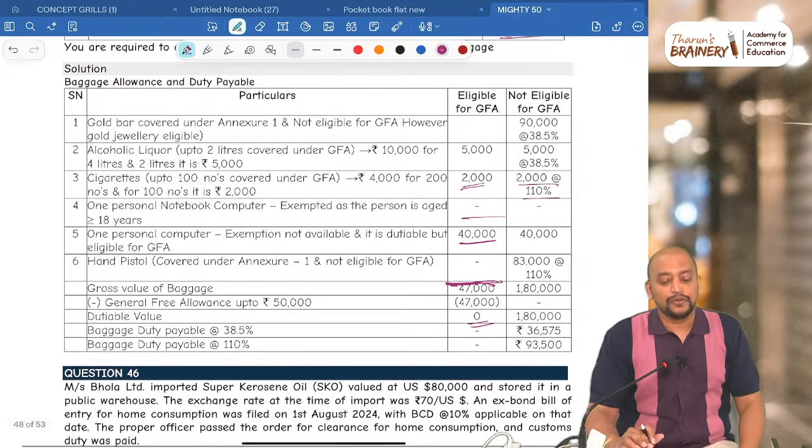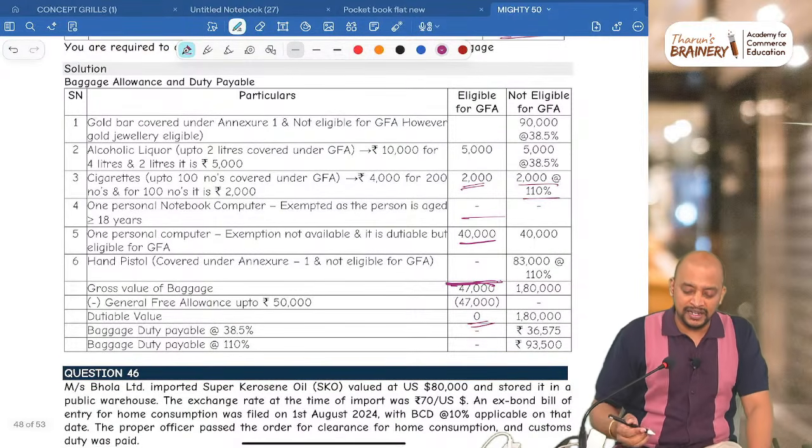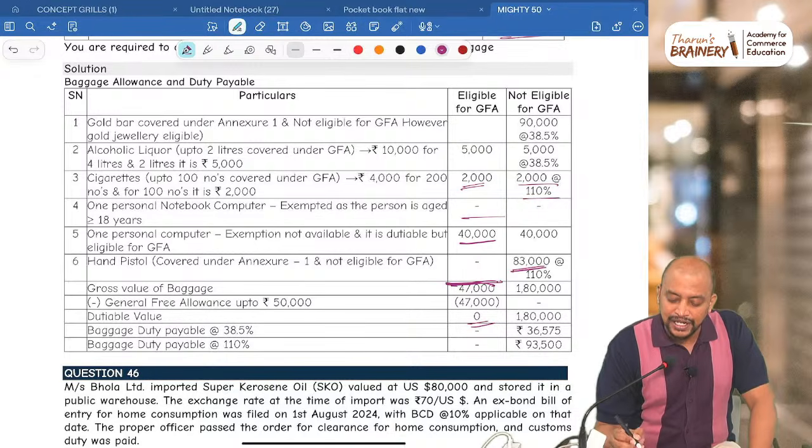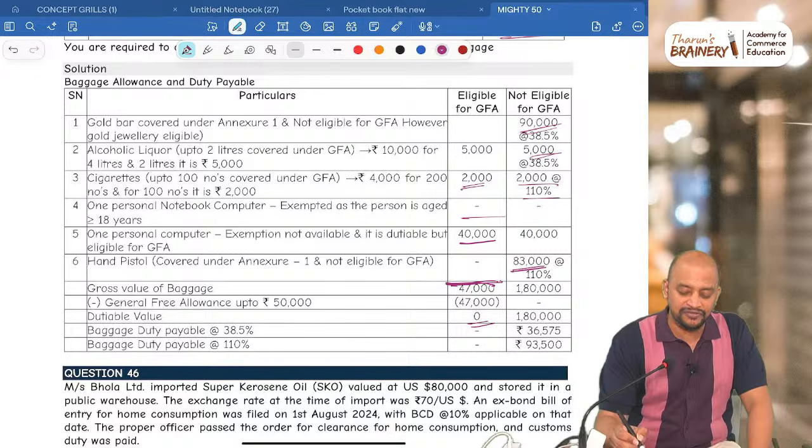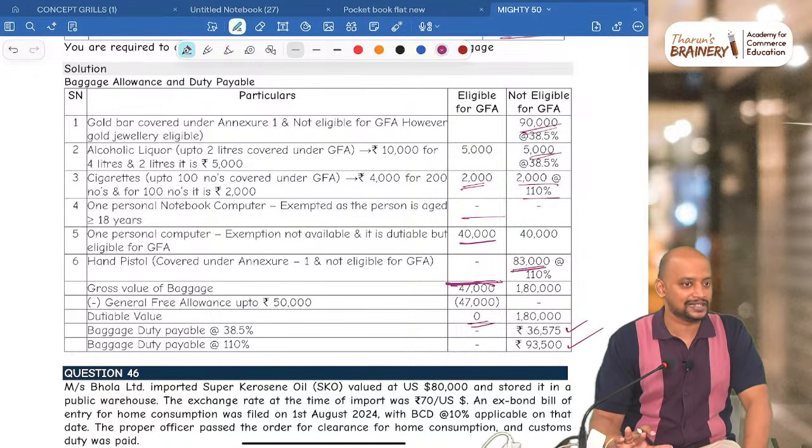And what about not eligible for GFA? See, this 83,000 and 2,000 will be dutiable at 110% and the remaining at 38.5%. So you need to compute the baggage duty. This is how you need to present the answer. Clear?